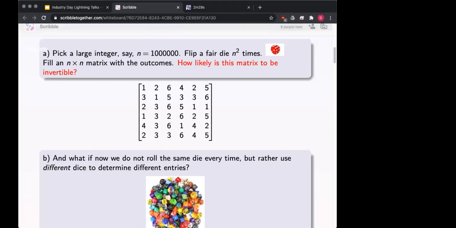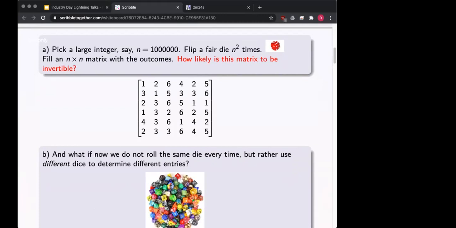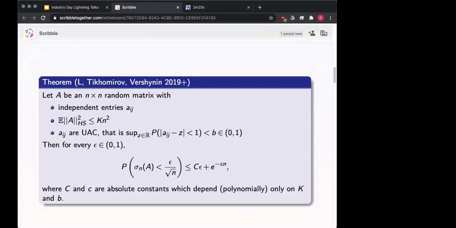Surprisingly, while the first question has been studied quite a lot, the second question has not been studied that much. In my recent work with Tikhomirov and Vershynin, we showed that under very general assumptions, one can prove the essentially optimal estimate on the smallest singular value of a random matrix with these different entries.